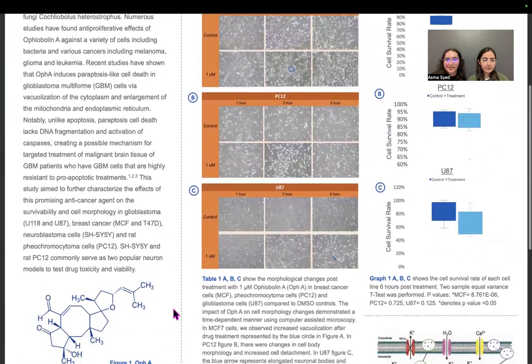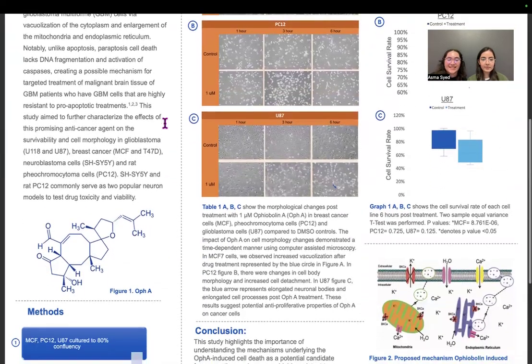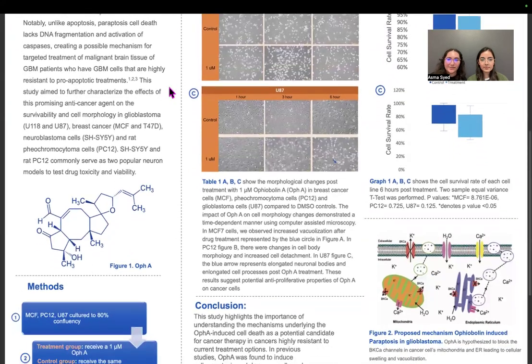So this is our inspiration for investigating more into this novel treatment for possible anti-cancer use against GBM, which is highly resistant to current treatments and very fatal in current populations.